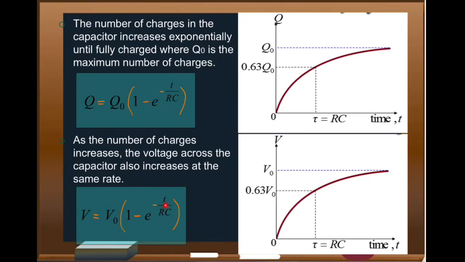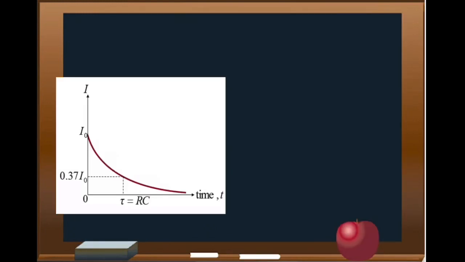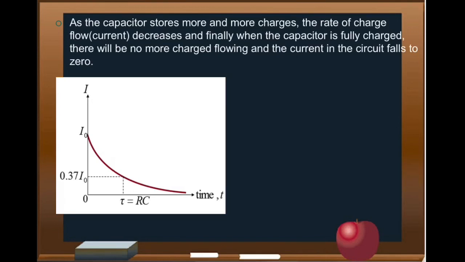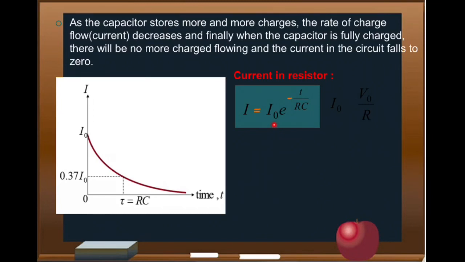For I against T, as the capacitor stores more and more charges, the current will decrease until the capacitor is fully charged. Once the capacitor is fully charged, there will be no more charge flowing. Current in the circuit will then fall to zero. So current in the resistor for a charging process can be written in the form of I is equal to I0 exponential negative t over RC, in which I0 is the maximum current and I is the instantaneous current at a particular time t. We can also find I0 using the formula I0 is equal to V0 over R.